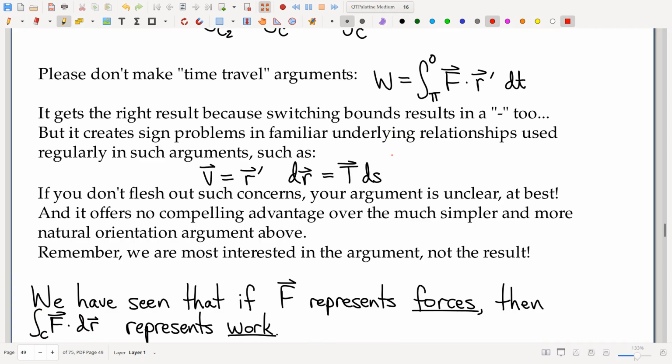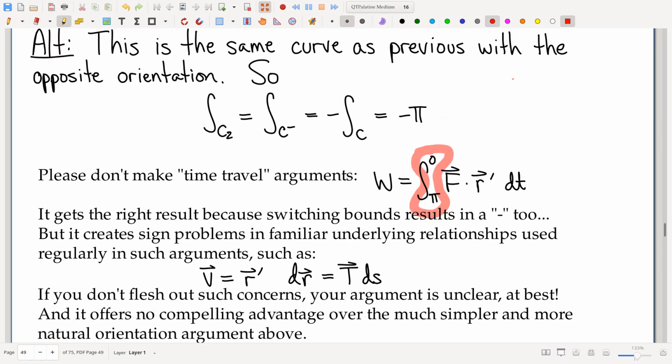Some students like to make what I like to call time travel arguments. And they like to say, oh, well, I'm going the opposite direction along the curve, so it's like I was going from 0 to pi, but since I'm going the other way, it's pi to 0. Okay, well, all right. I mean, I get that. Right? And that will get you the correct answer. The reason this gets you the correct answer is because switching the bounds introduces a minus sign, and as we've just discussed, the minus sign is what you need to insert. That doesn't mean that this is the reason why.